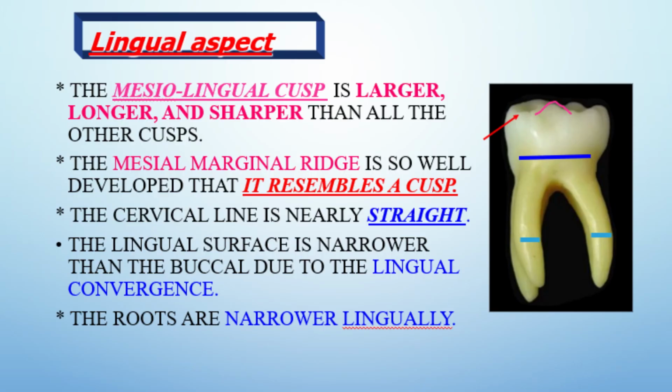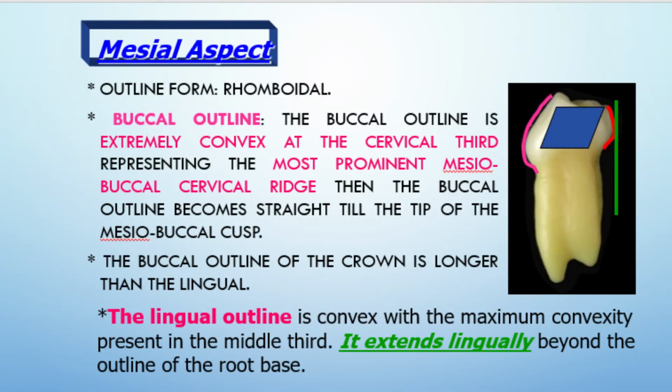The cervical line is nearly straight. The lingual surface is narrower than the buccal due to the lingual convergence, as usual. The roots are very narrow lingually, and wider buccolingually. Seen from the mesial aspect, the roots are very big. The outline is rhomboid. The lower molars from the proximal side are unique, rhomboid, and permanent molars too, because they have a lingual inclination.